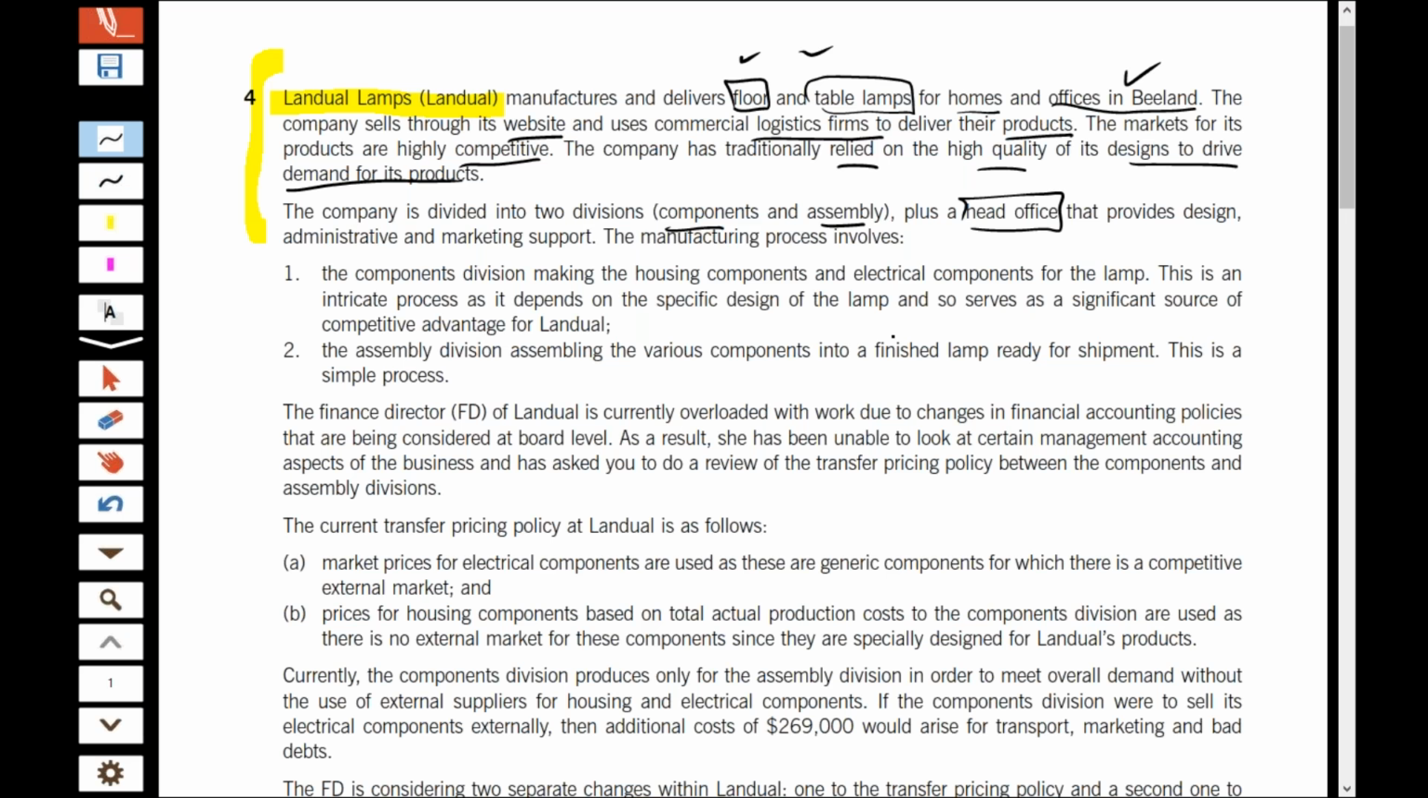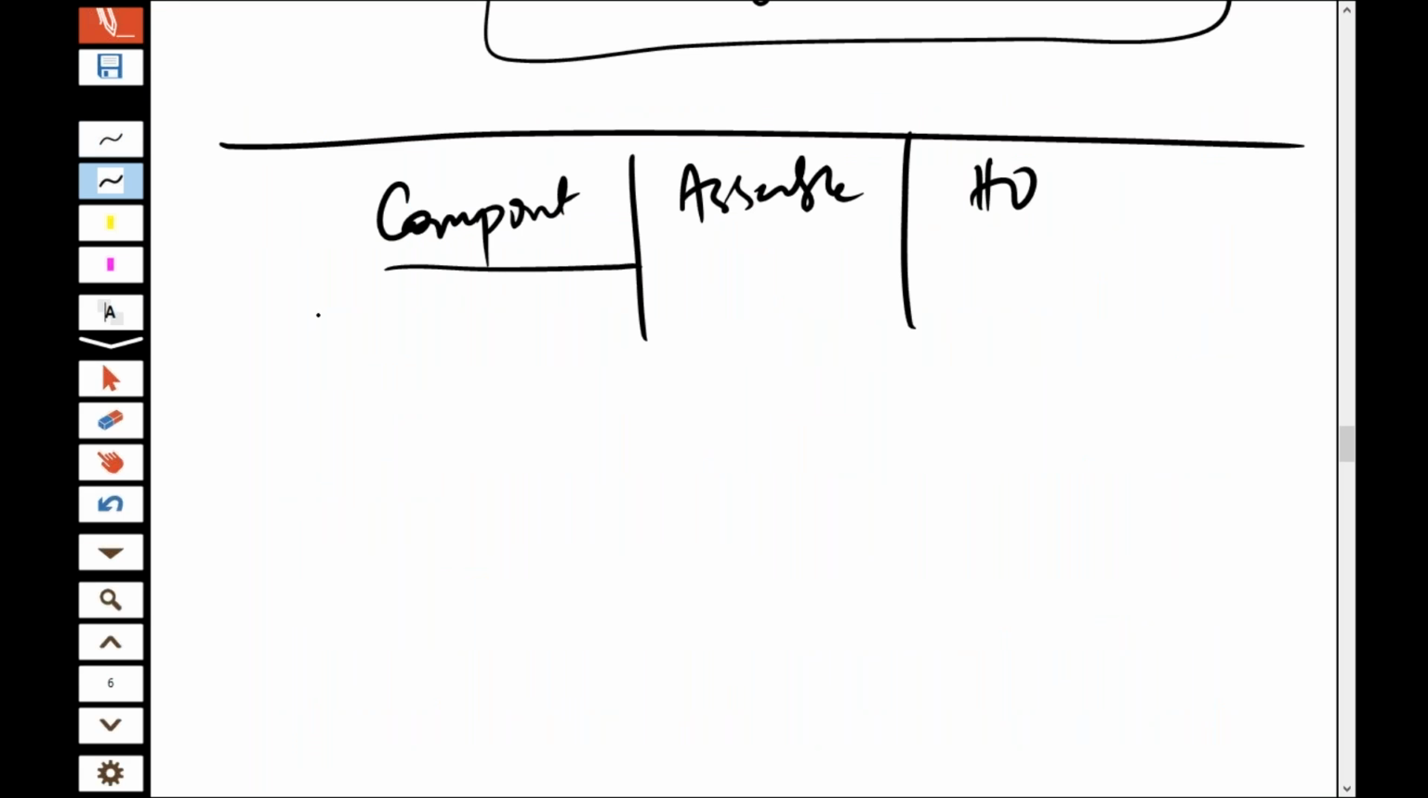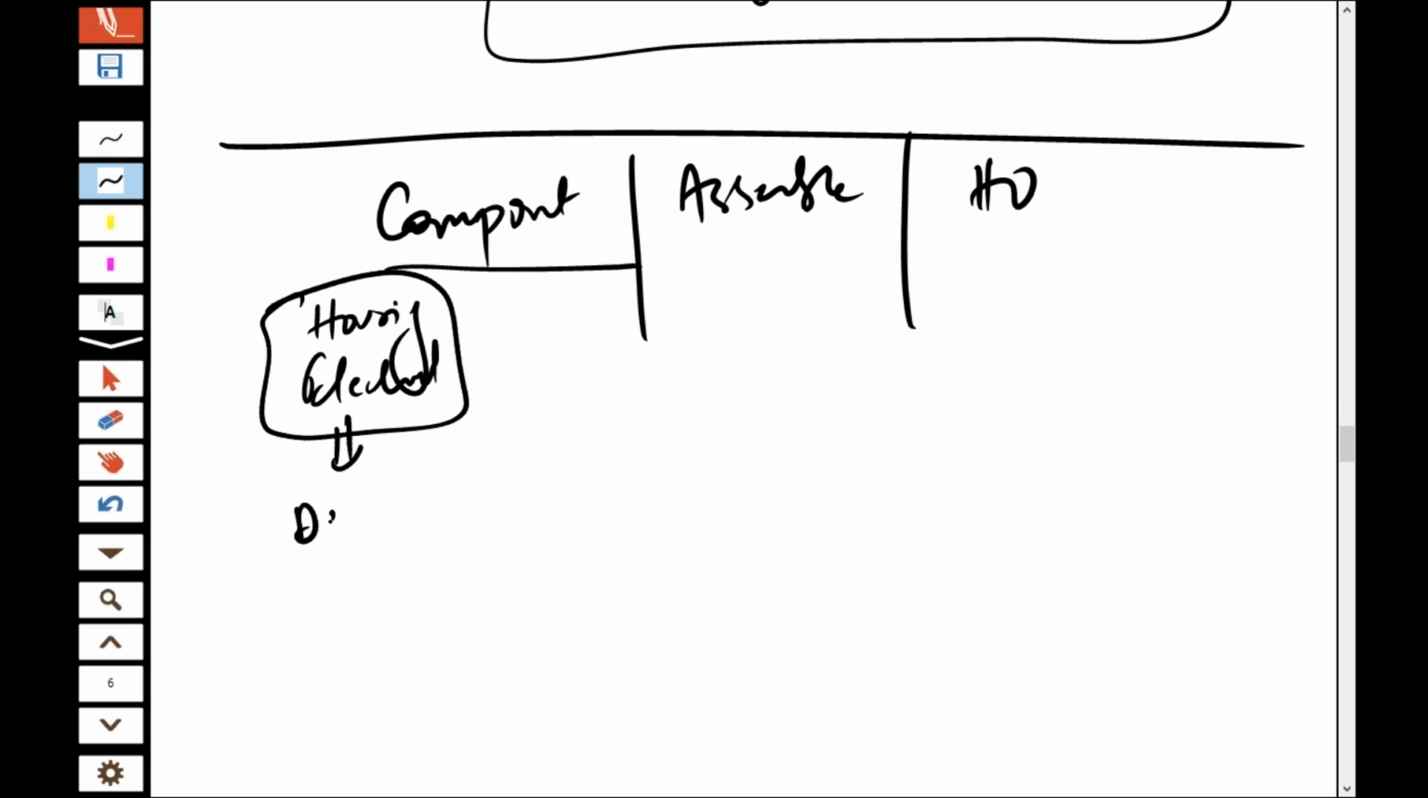The components division makes the housing components and electrical components for the lamp. This is an intricate process as it depends on a specific design of the lamp and serves as a significant source of competitive edge for Landwell. So the housing and the electrical components are being designed.